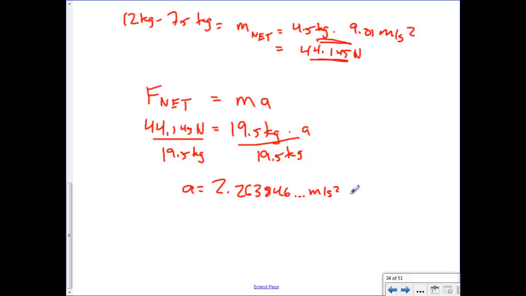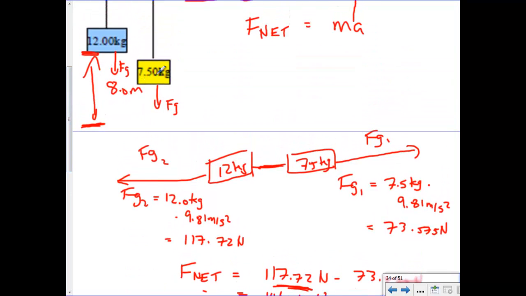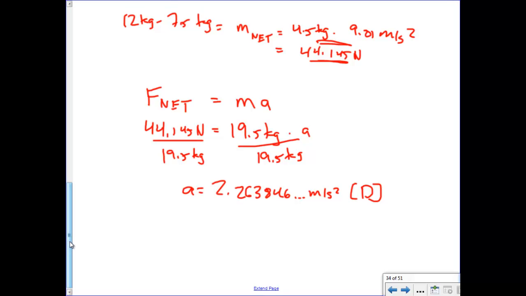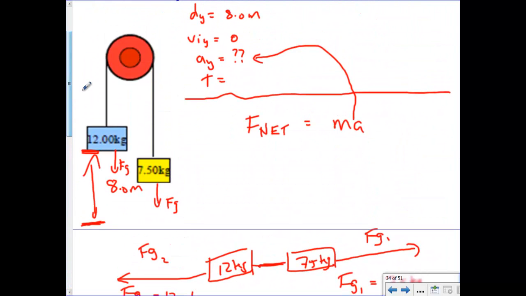Now, I think down is probably the most appropriate direction to use for this. Technically, I guess you could say that the yellow box is actually going up at that speed, and the blue box is going down at that speed, but it's the blue box we care about. So we now finally know our acceleration. So let me go back up to the top now. 2.263846 meters per second squared.